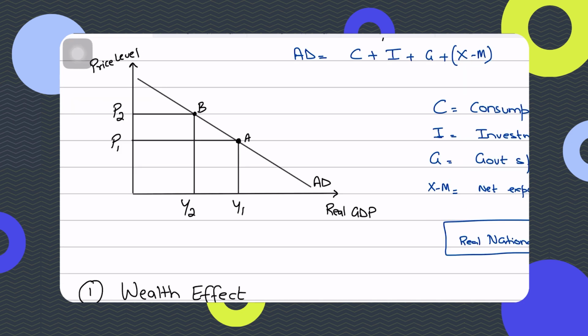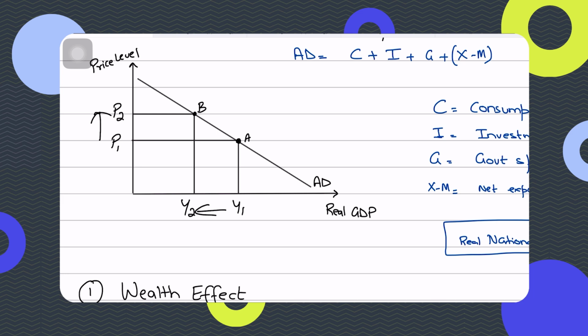So guys, the reason why aggregate demand slopes downwards has to do with three reasons, and the first reason that we'll discuss is the wealth effect. Now, as you can see, the aggregate demand curve, which is downward sloping, is telling us that when the price level goes up from P1 to P2, your real GDP goes down from Y1 to Y2, and real GDP is denoted by the letter Y.